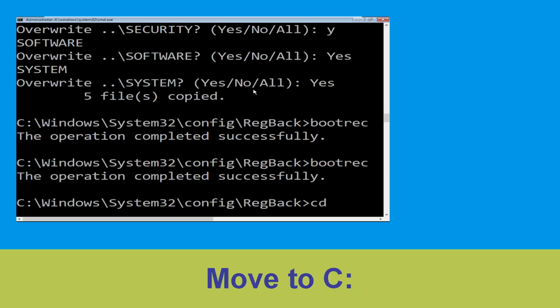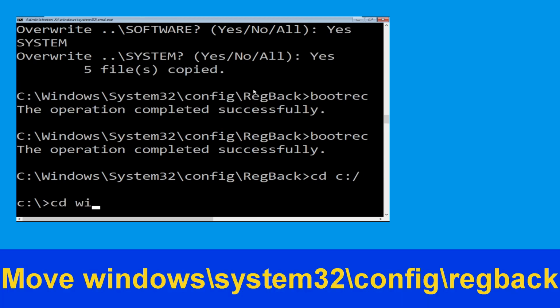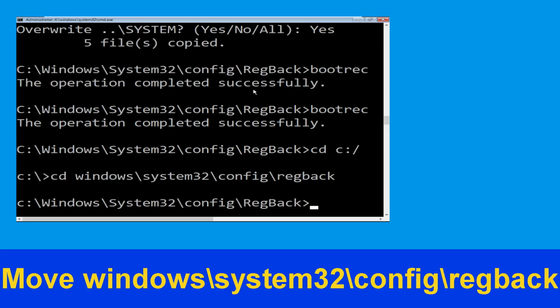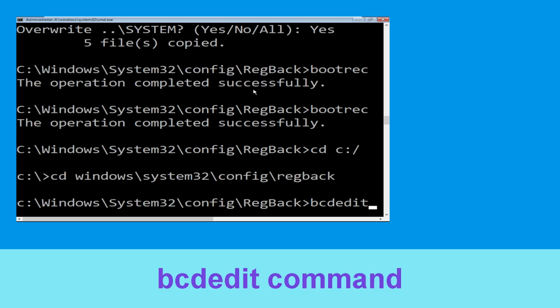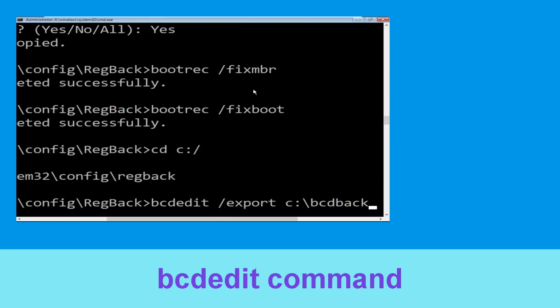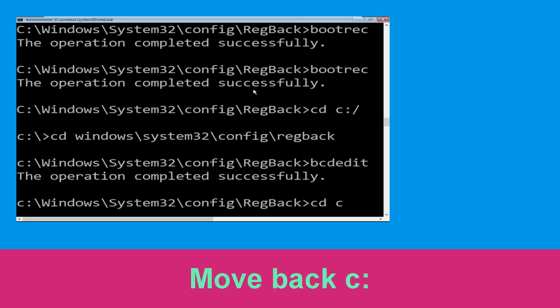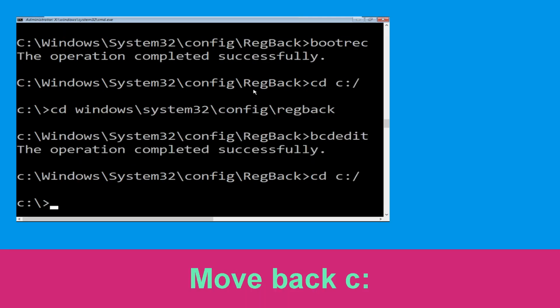Now type cd space c:/ and simply hit enter. Now type this command cd space Windows /System32 /config /regback and simply hit enter to execute the command. Now type this command bcdedit space /export space c:/ bcd backup, then hit enter. Type cd space c:/ and hit enter.